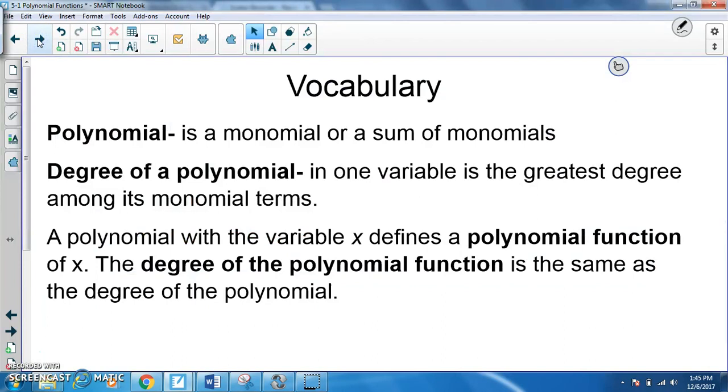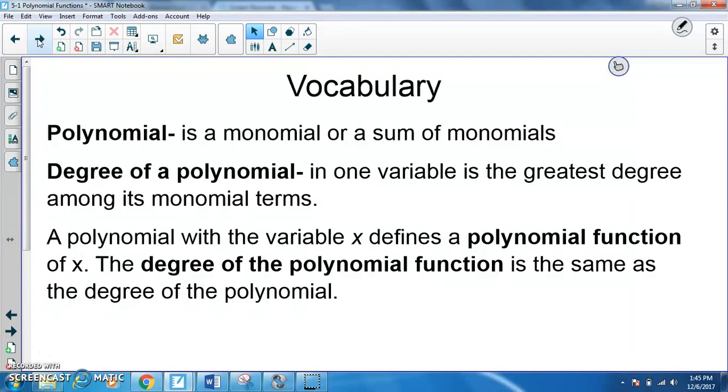Some key vocabulary before we get started. A polynomial is a monomial or a sum of monomials. The degree of a polynomial, if we have a polynomial in one variable, is the greatest degree among its monomial terms. So it's the highest exponent.